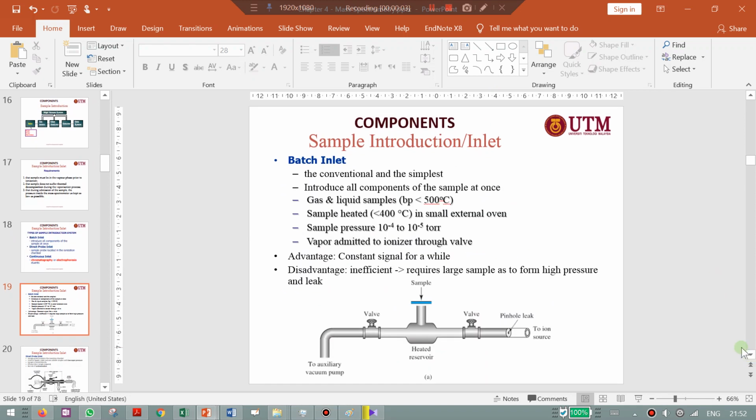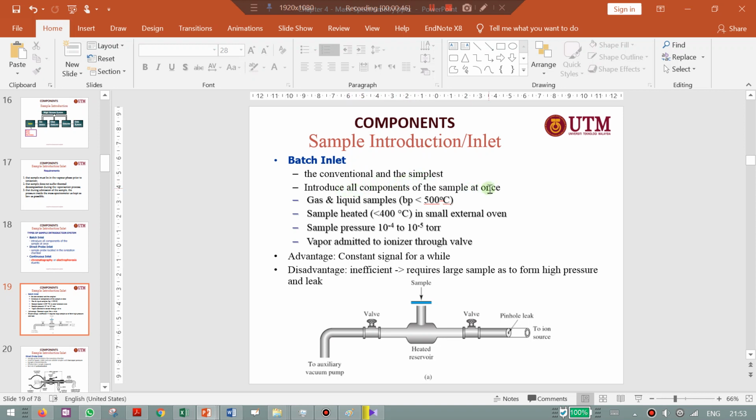Okay, let's go for the first inlet system. We call it the sample introduction. It is the conventional one. If you read some of the books from 2007, maybe they say it is the most common one, but right now I think the continuous inlet is the most common one. The batch inlet used to be the most common one, but it is the simplest as well.